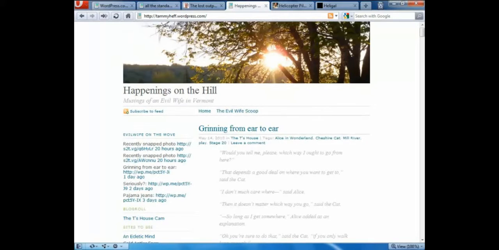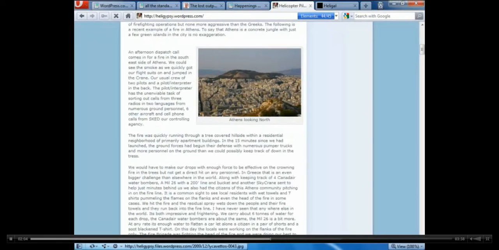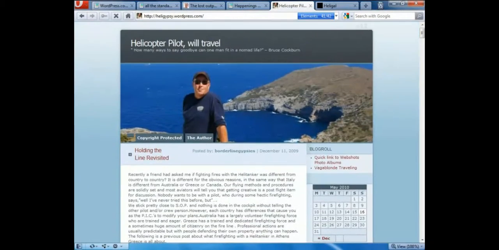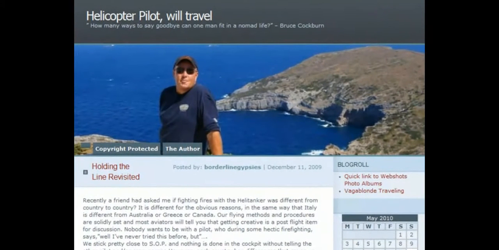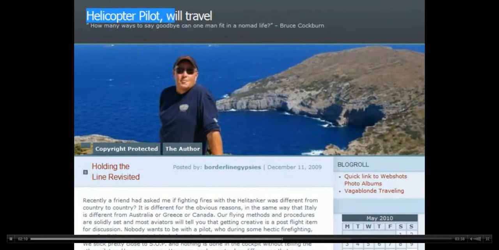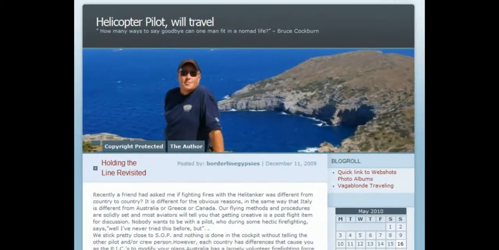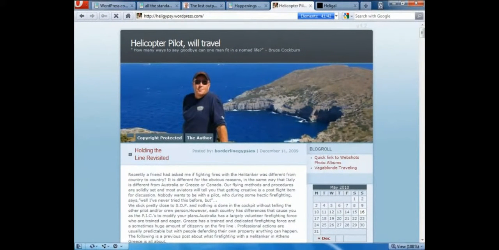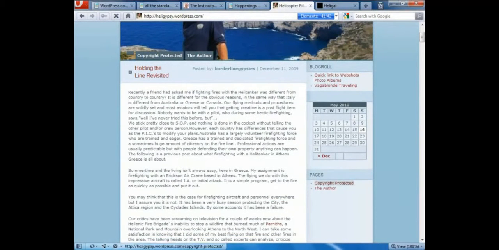The next one is called Helicopter Pilot, Will Travel. This blog is kept by Keith Gill. Keith is a helicopter pilot who travels all over the world flying large helicopters, mostly on fire contracts. He's got a very interesting life. Because he has no home base, he's constantly moving around. He shares stories and photos of his travels to his readers. People who love to travel and love helicopters find his blog very interesting.